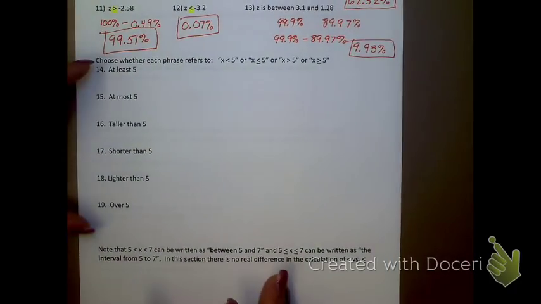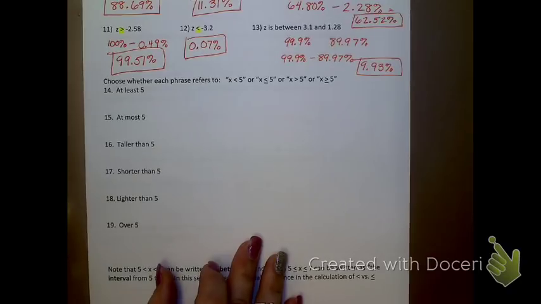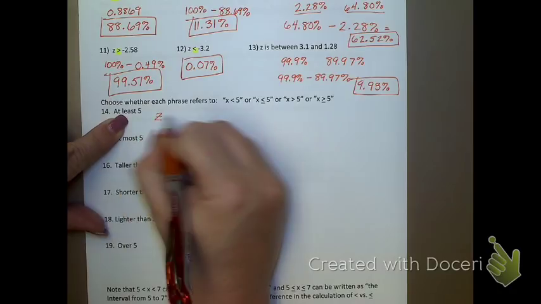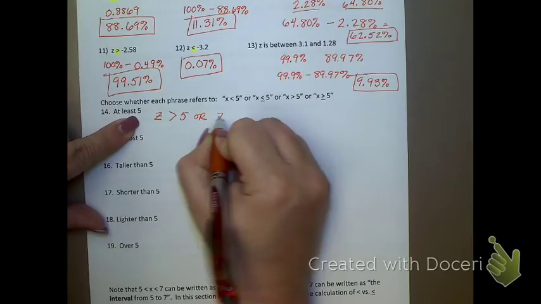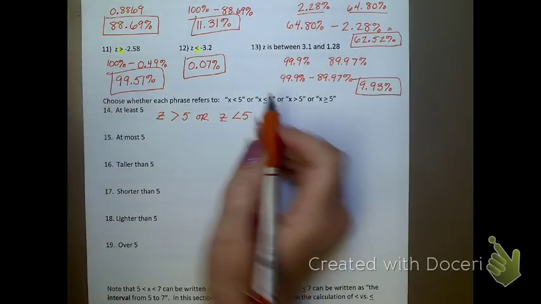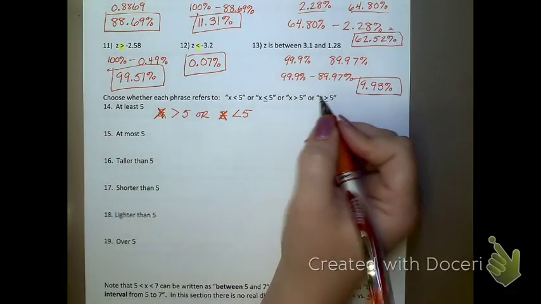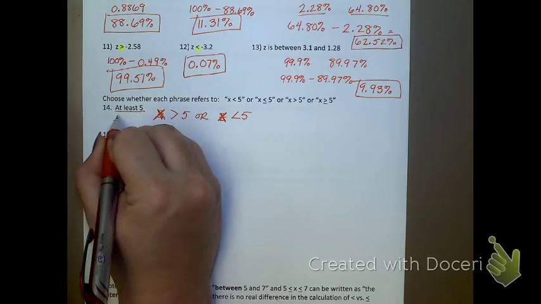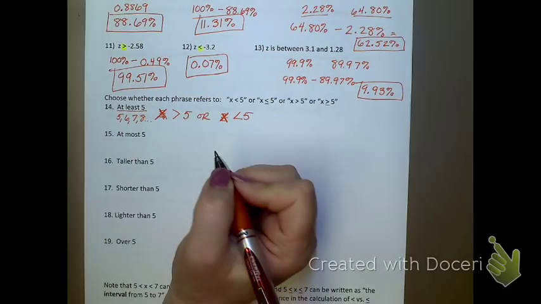All right, now this last section is actually pretty easy. I'm not asking you to calculate anything. I just want to make sure that you understand the language, okay? So if they're saying something that is at least 5, does that mean that z is greater than 5, or z is less than 5? Or you could use x. We'll use x since that's what the example says. Well, if x is at least 5, that means that the smallest number is 5. It could be 5, 6, 7, 8, and counting up from there.